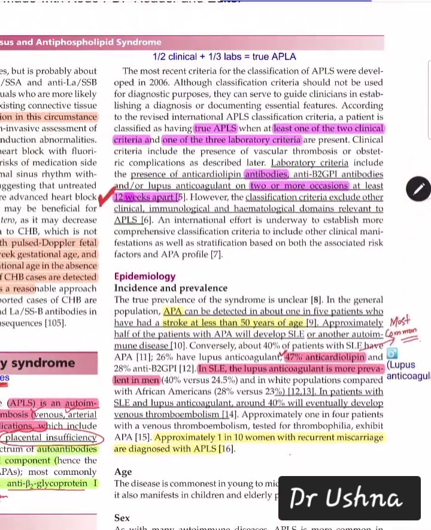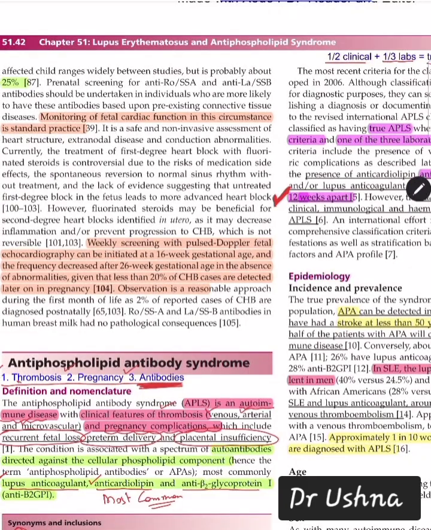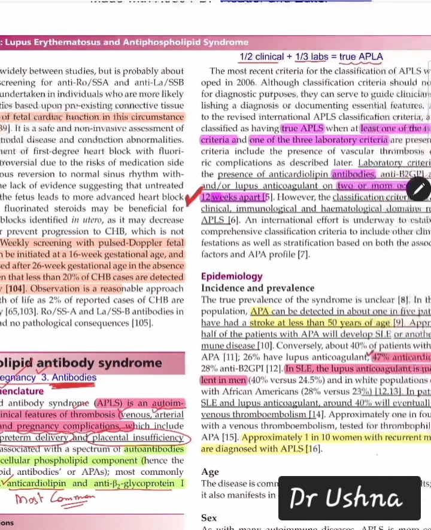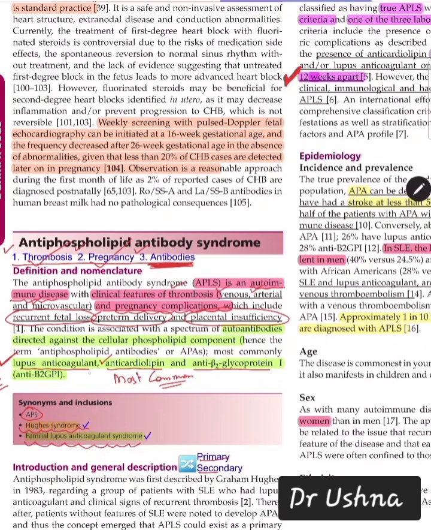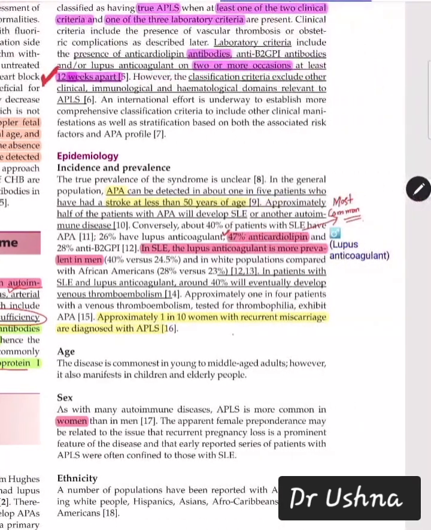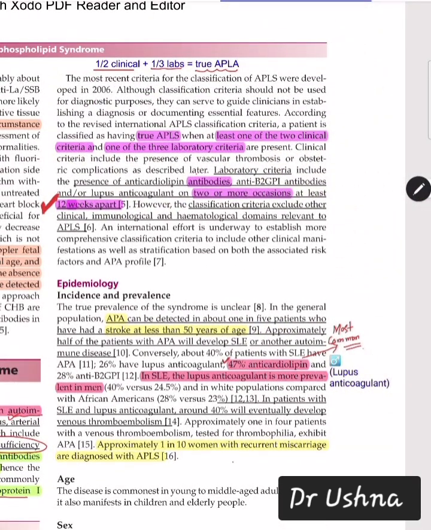For true APLS, you have to remember the definition. If you have one out of the two clinical criteria and one out of the three lab criteria, the APLS is called true APLS. The clinical criteria, as already discussed, are thrombosis and pregnancy-related, and the three antibodies are lupus anticoagulant, anticardiolipin, and beta 2 glycoprotein. For the antibodies to be labeled as positive, you have to repeat them on two occasions, 12 weeks apart. This is very important.